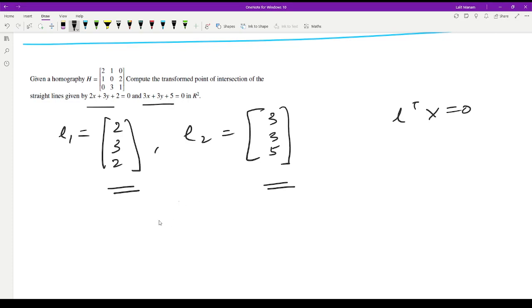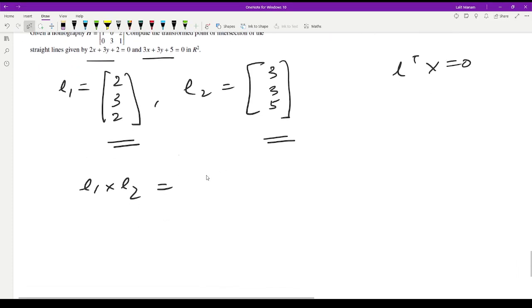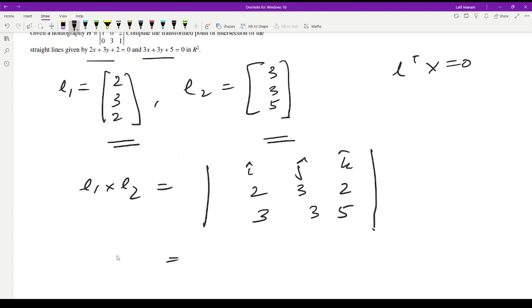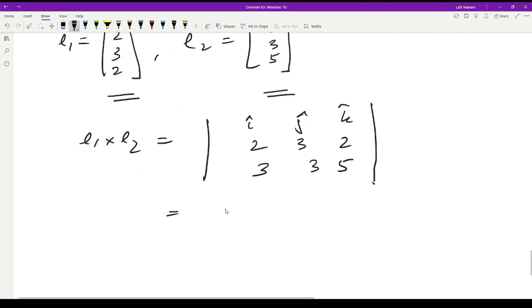L1 cross L2. Yeah, it's just the cross product L1 cross L2. If we do it in the usual way, we take the determinant with the first row given as directions, and the next rows are just the two vectors that we have in our hand, which gives us a vector like this: 9, minus 4, minus 3. So given that we have this vector now, what can we do?